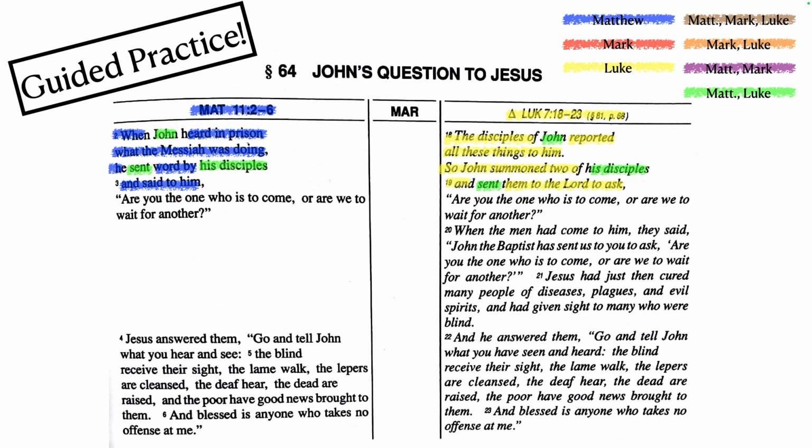And then when we move down just a touch, we're going to also mark these ones in green because this question is identical between the two: "Are you the one who is to come, or are we to wait for another?" So the exact same wording there. And you'll notice a large space in Matthew indicating that there is nothing here of what there is in fact in Luke. So we're going to mark that whole paragraph in yellow there.